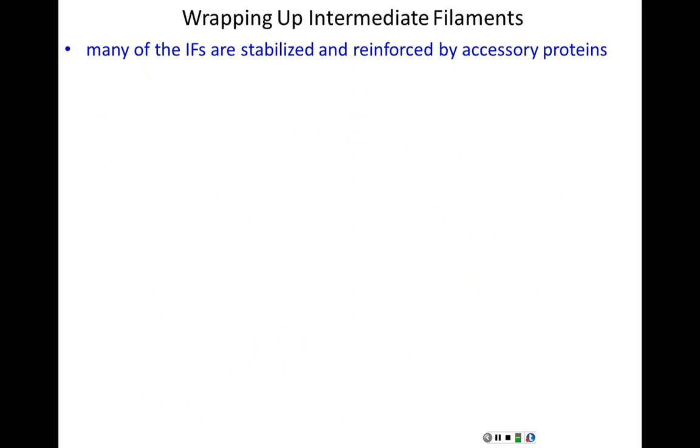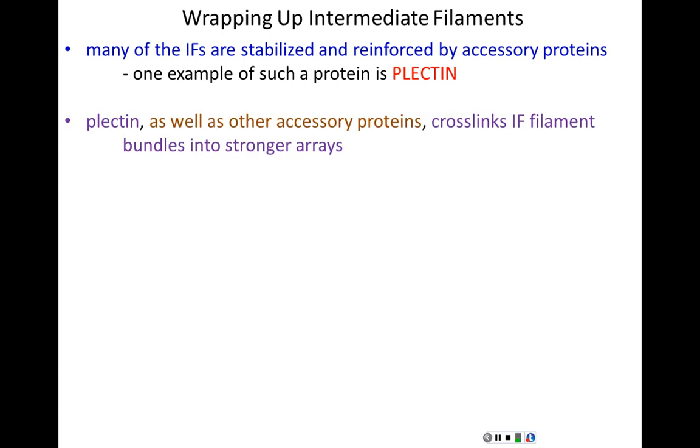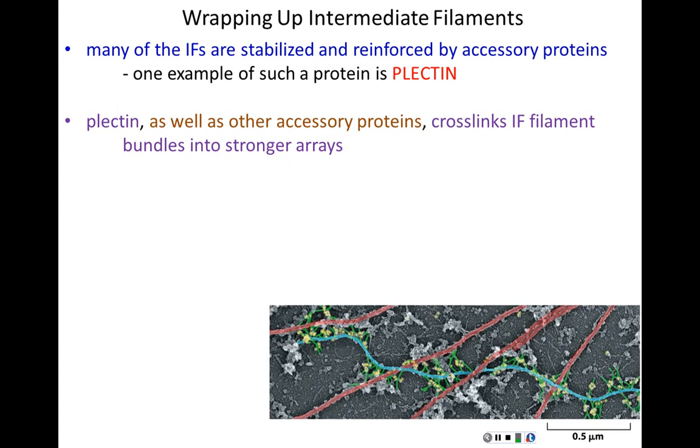So that's one way of regulating intermediate filaments, by phosphorylation and dephosphorylation. If we phosphorylate intermediate filaments, we cause them to lose their affinity for one another. But intermediate filaments are also stabilized and reinforced by binding to accessory proteins. We'll have just one example of just such an accessory protein, but it is only an example. There are many, many other cases where this is true, but we'll use the example of plectin. Plectin is a protein that binds to intermediate filaments and, through binding, stabilizes them. Plectin, as well as other accessory proteins, binds across intermediate filament bundles, cross-linking them into stronger two-dimensional arrays.